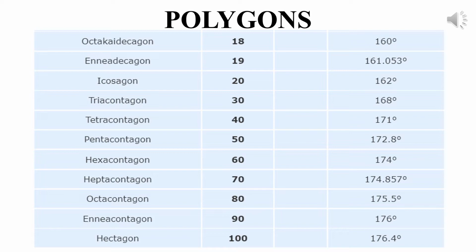Triacontagon has 30 sides, interior angle is 168 degrees. Tetracontagon has 40 sides, interior angle is 171 degrees. Pentacontagon has 50 sides, interior angle is 172.8 degrees. Hexacontagon has 60 sides. Interior angle is 174 degrees. Heptacontagon has 70 sides. Interior angle is 174.857 degrees. Octacontagon has 80 sides.